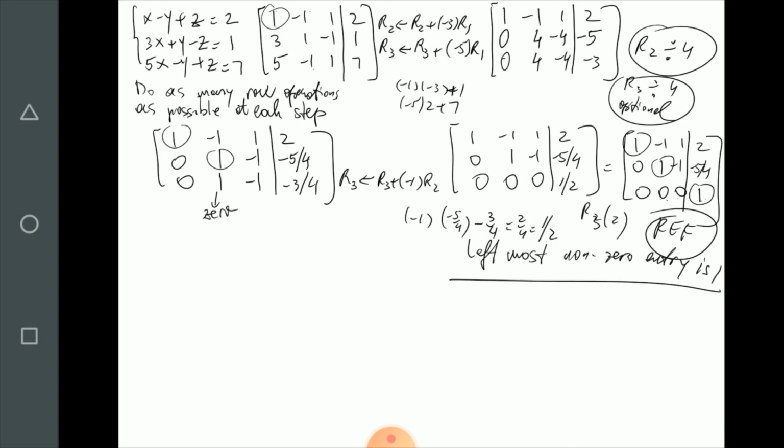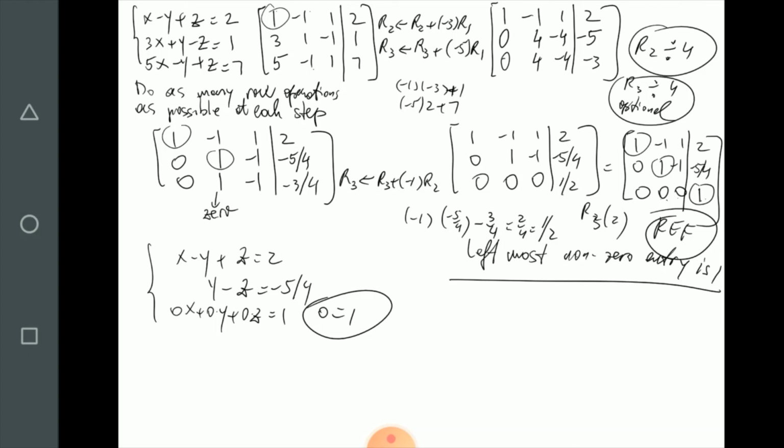Now, what is the solution of the system? Well, if you write the full equations now, going back to the system, notice that the last equation is 0x plus 0y plus 0z equals 1, which is 0 equals 1. So of course that's not possible, which means the system is inconsistent. So no solutions.